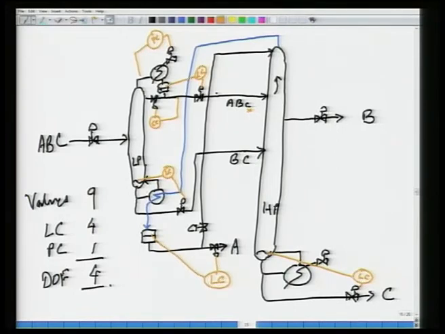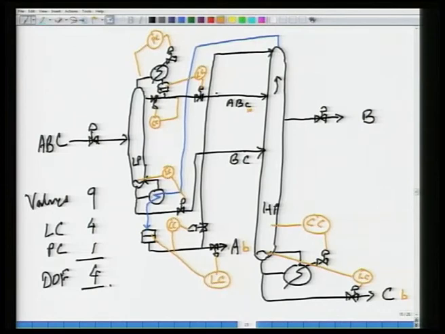The primary impurity in this guy is B. I hold it constant by adjusting. If too much B is leaving in this stream, I increase the reflux to the HP column. If too much B is leaving down the bottoms, I increase the steam, composition control or temperature control.